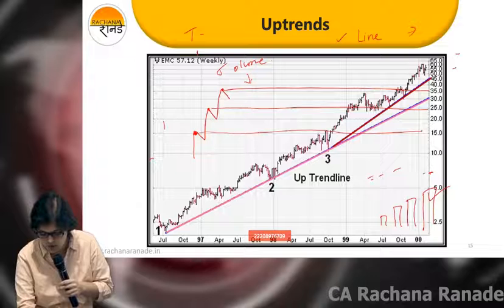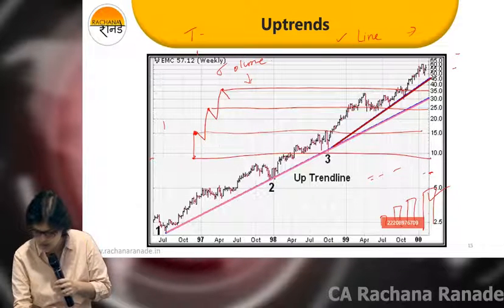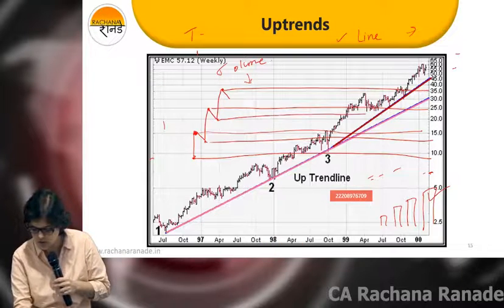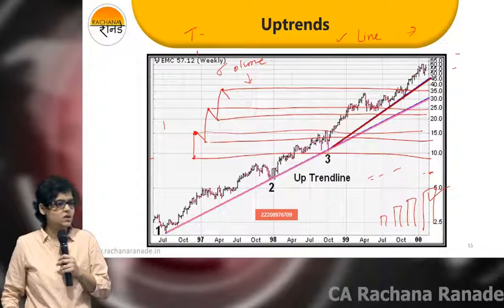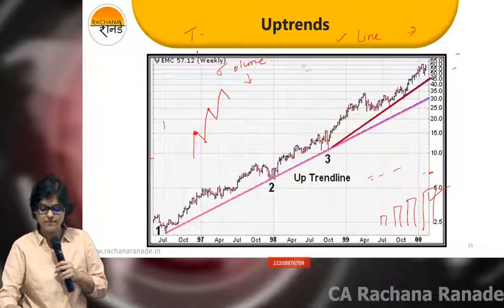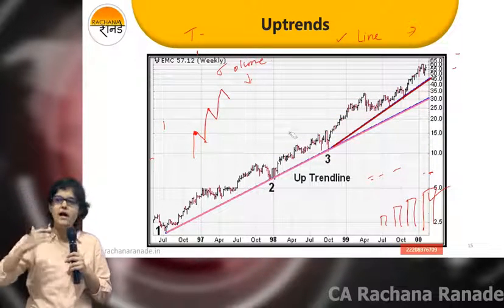And what about your lows? Here the low was around 8. Here the low was around 13, 14. Here the low is around 20. So what is an uptrend characterized by? One more time, an uptrend is characterized by higher highs and higher lows.